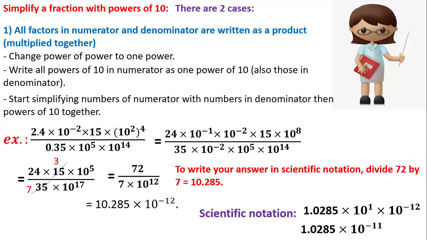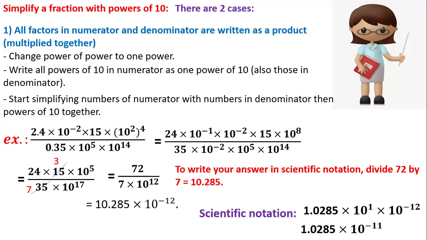We said that we have two cases. Last week, I discussed case number 1. Number 1, when you have a fraction to simplify where all factors in numerator and denominator are written as a product. What do I mean by a product? All the factors in the numerator are multiplied together and all the factors in the denominator are multiplied together.